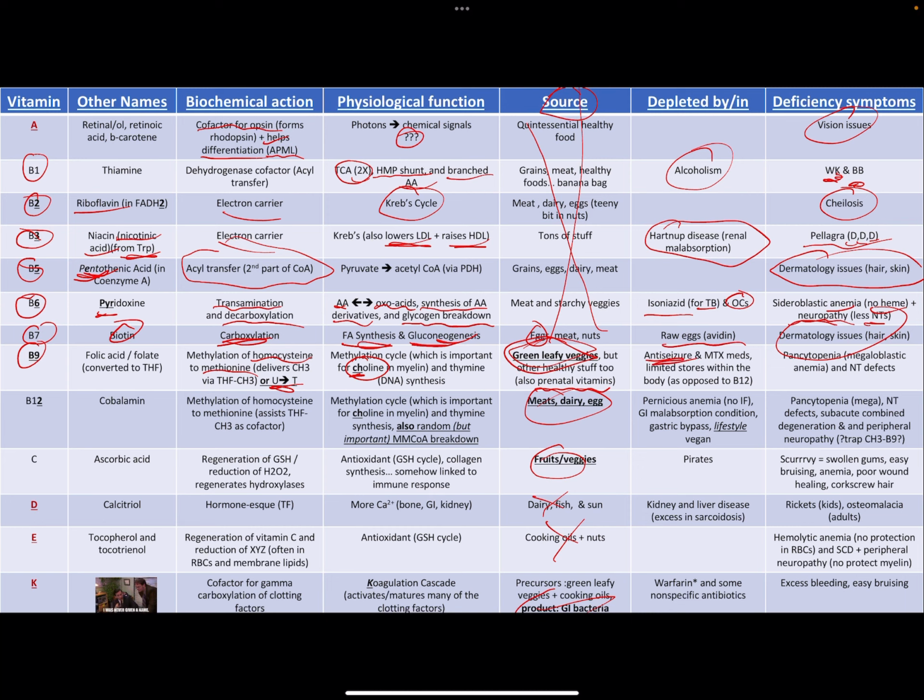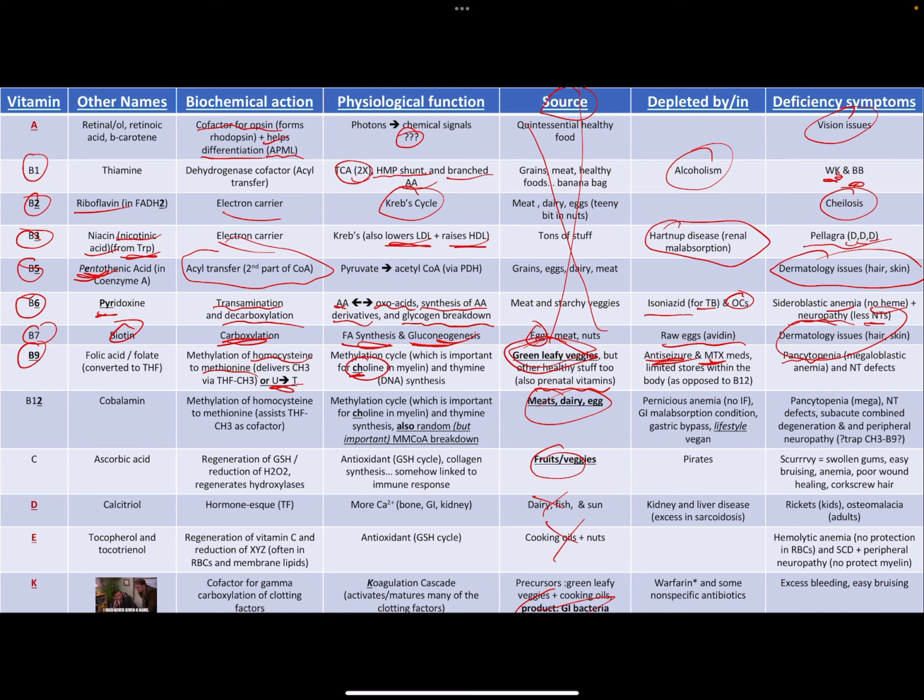Anti-seizure medicines like phenytoin and then methotrexate, it can be used for autoimmune diseases. It can be used for, this is a chemotherapy agent. It's going to be like a folate mimic, and it's going to antagonize it, and it can lead to lower folate levels. And there's limited stores of B9, which is, again, one of the reasons that you might become deficient.